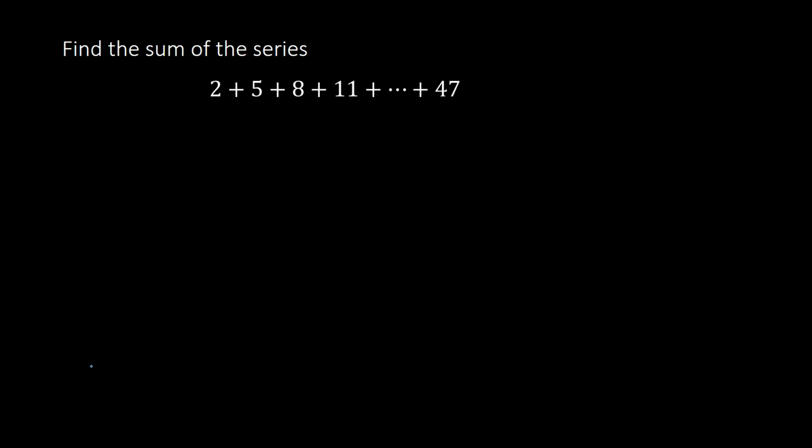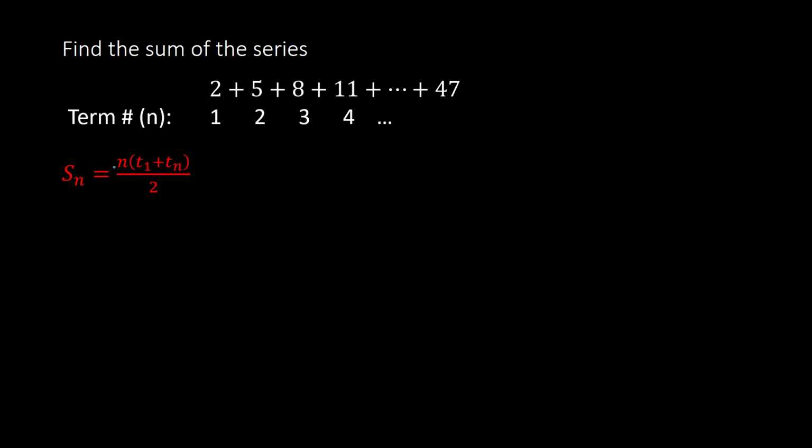Here's another example with a little more difficulty. Here we are trying to find the sum of the series given 2 plus 5 plus 8 plus 11 all the way to 47. Now we know we're going to use the formula, and to do that we need to figure out the number of terms. So we can pair up each number with the term number. So we see here we have term 1, term 2, term 3, term 4, etc.